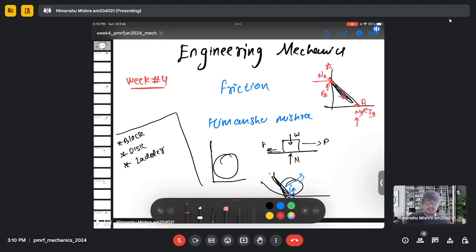And then we need to do the same force balance as well as the moment balance to determine the external force or some unknown friction quantity.